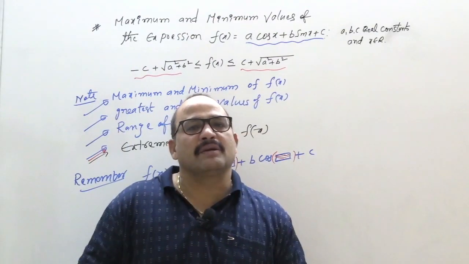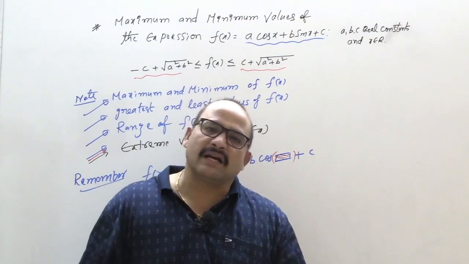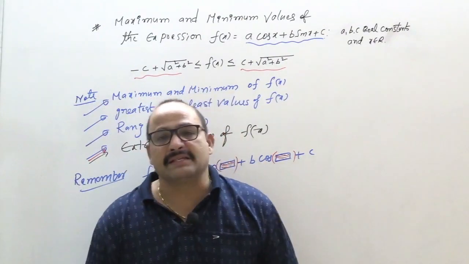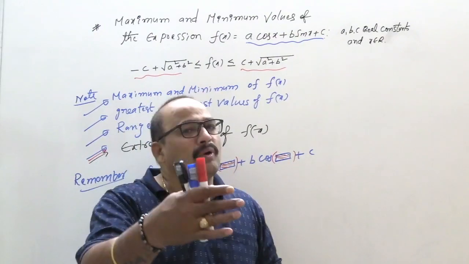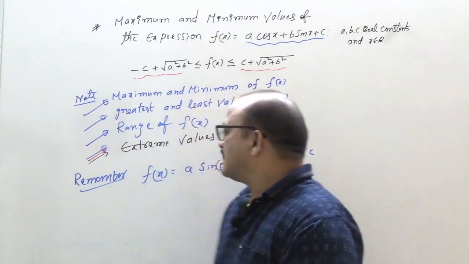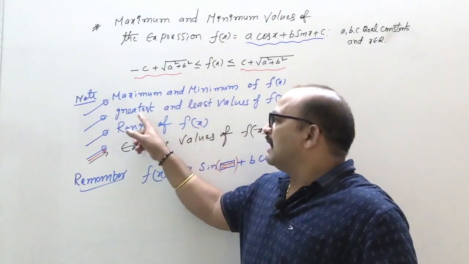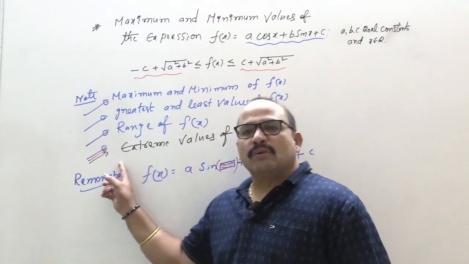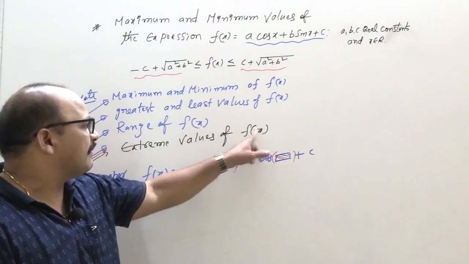Or in my local language, Telugu, that means the boundaries. What are the boundaries of one function? That you can also say. Next, range. This is the mathematical terminology, range. For example, India's boundaries are Kashmir to Kanyakumari, a lower boundary and an upper boundary. So for the function f of x, what is the range? Maximum and minimum, greatest and least, range of f of x are all the same. This is also one technical term, extreme values of f of x.